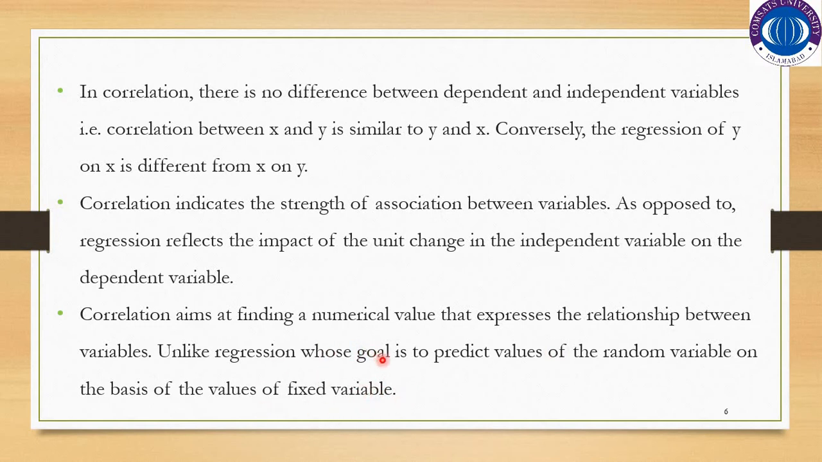In regression, one variable is random and the other one is fixed, whereas in correlation, not any variable is fixed. We are simply finding out the association between those two variables.